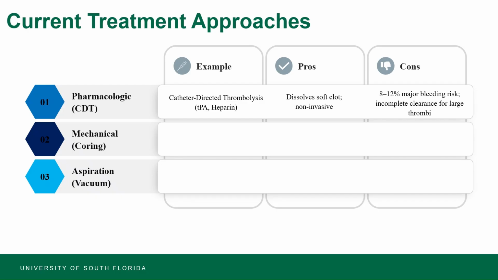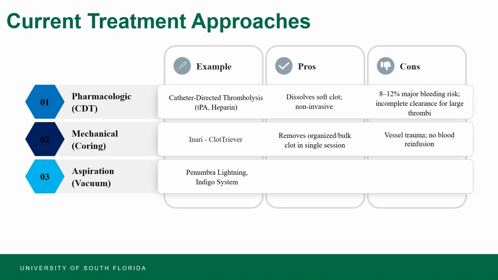The second category is mechanical coring, represented by systems like Inari Clot Retriever. These are very efficient at removing bulk and organized clot in one session, but they can cause vessel trauma and don't allow for reinfusion of aspirated blood, which leads to blood loss. The third is aspiration-based systems like Penumbra, Lightning, and Indigo. They're fast and efficient, but they typically result in 200 to 300 milliliters of blood loss per case and carry a significant air embolism risk due to open system designs.